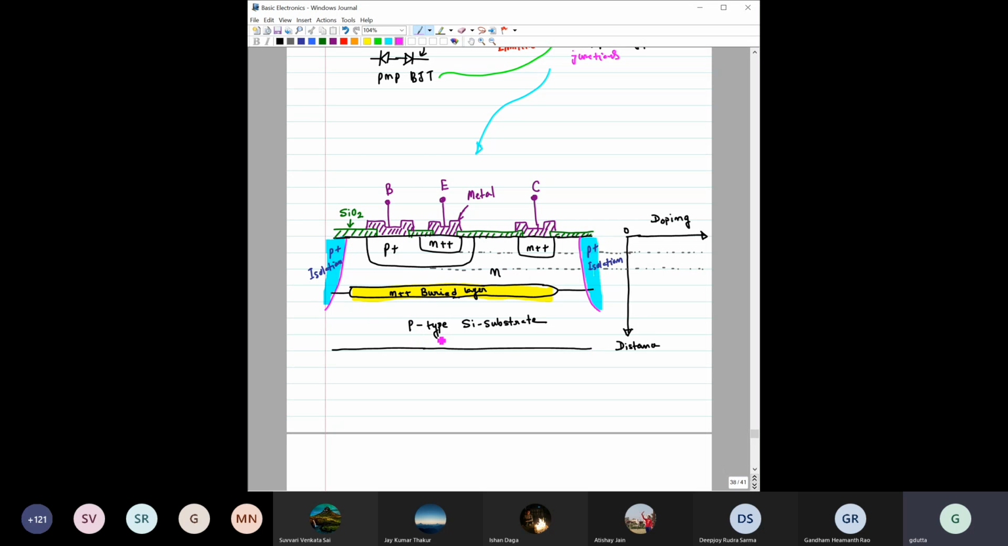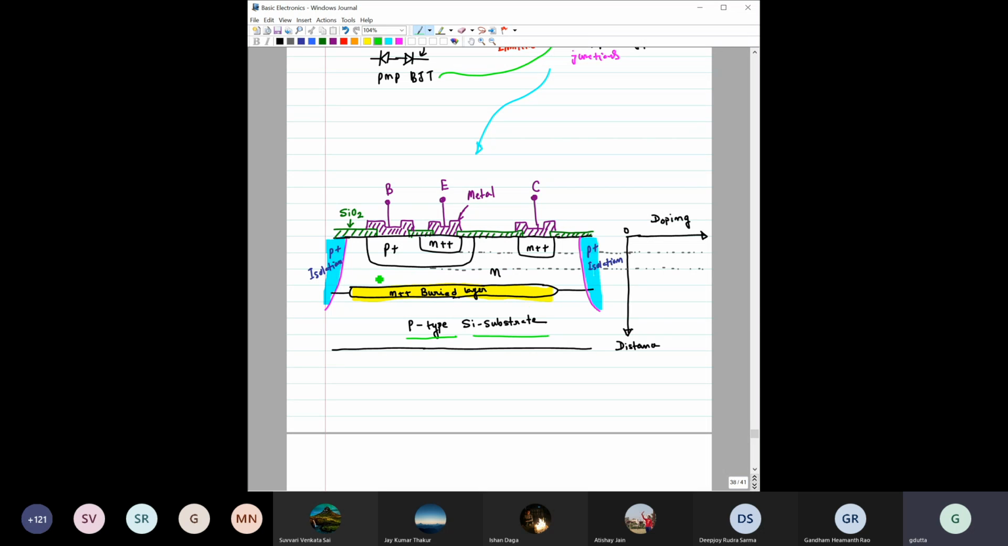Say this is a P-type silicon substrate to start with, right? Then on top of which you made some layer. Okay, don't ask me right now why this layer is being used.